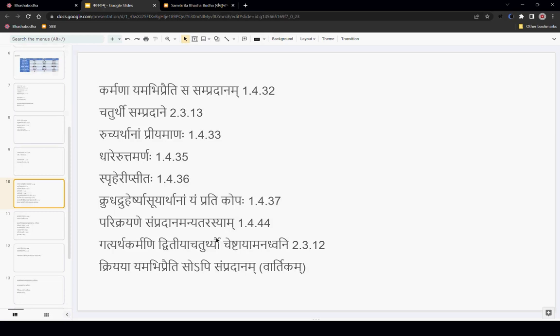Right? Then there are other things like karmana yam abhipraiti sa sampradanam. Now, sampradanam we saw that. This is also an example. Karmana yam abhipraiti means what? We are giving something to somebody, then that benefit goes to somebody. So the benefit of the action. So there, gam alam vastram dhanam dadati nirdhanaya.